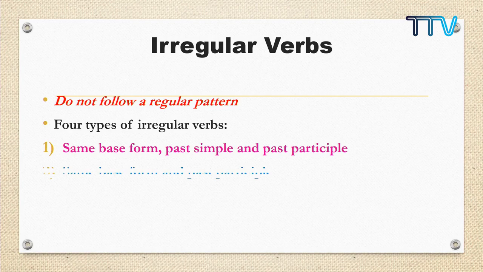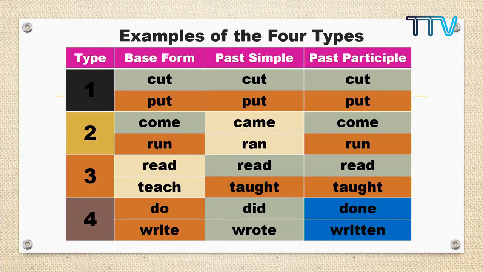So there are 4 types of irregular verbs. If you look at the table, that will be clear. See, cut, cut, cut. So 4 types. The first type is where the base form, past simple and past participle are the same. The second is where the base form and the past participle are similar, whereas the past simple form is different. The third type is where the past simple tense and the past participle are similar, whereas the base form is different. And the fourth type is where all are different, right? Write, wrote, written. So just to help you review.